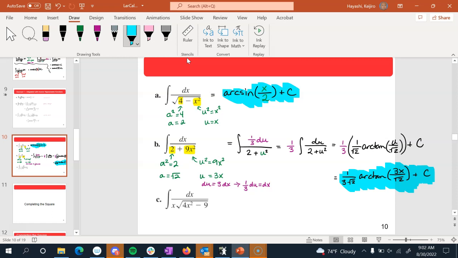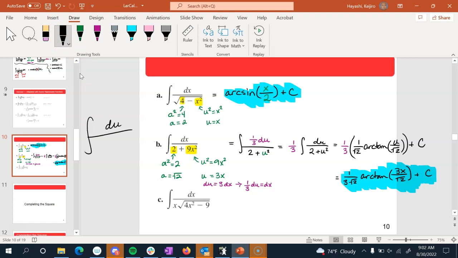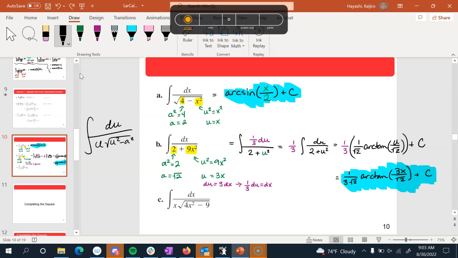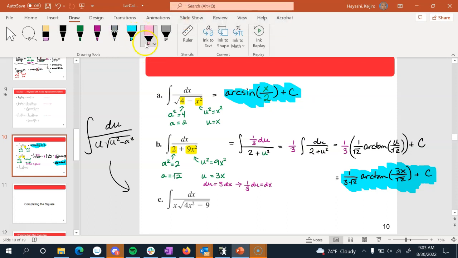And so we're looking for something that looks like the integral of du over u times the square root of u squared minus a squared. So kind of like that so far, not exactly. So first, like the other times, let's identify what u and a are.